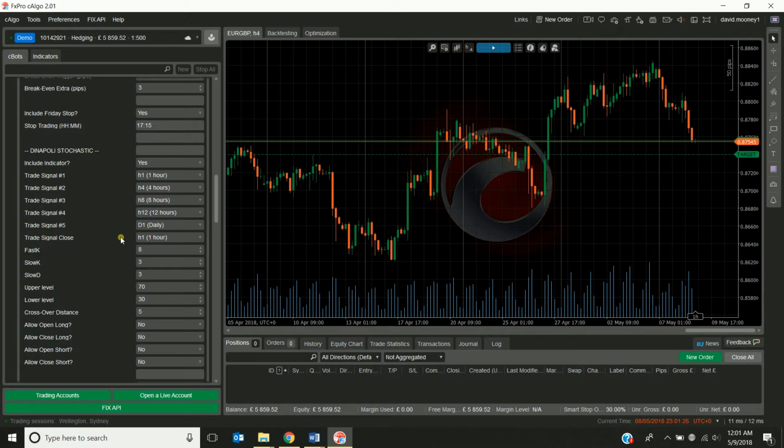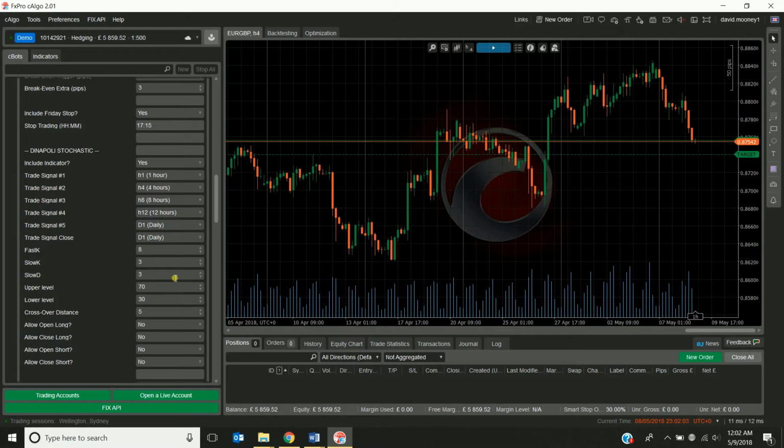The trade signal close is the time frame on which you would like Mag to look at to close trades taken by DiNapoli. So you may want to set that to 4 hour, for example, if you wanted to look towards a more fully automated setup, or you might go for a daily trade signal close if you were looking to manually close these trades based on key levels and manually looking at the lower time frames for any reversal signals.